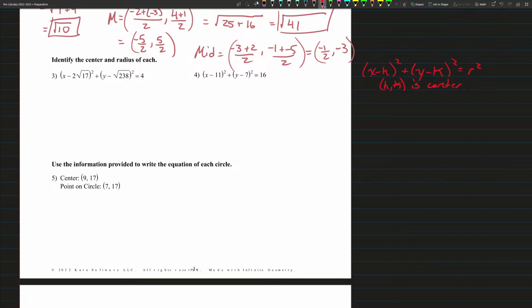So in this case, our h is 2 rad 17. And our k is rad 238. Our radius squared is 4, so our radius is just 2. And then we're done. Same thing over here. Center is 11, 7. Right, it's centered at that point. And then our radius squared is 16, so our radius is 4.